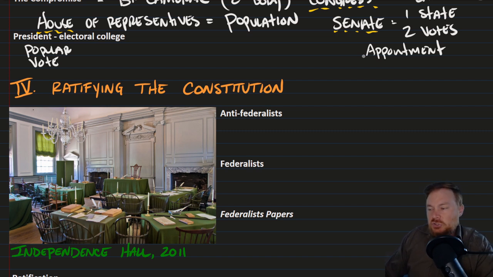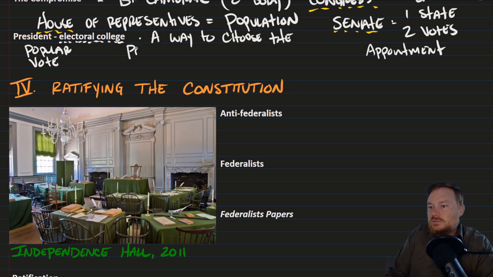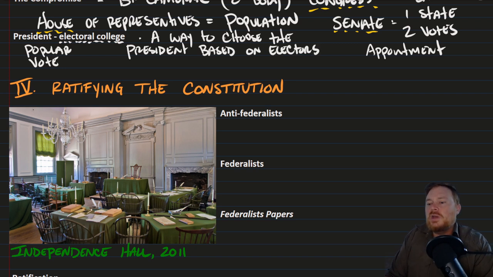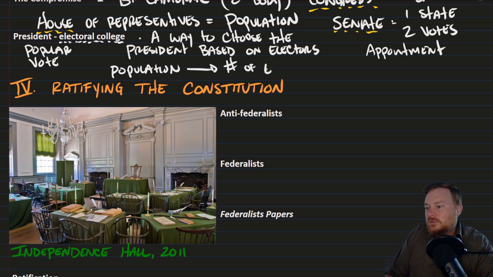Well, in our US Constitution, we created a somewhat unique system that you don't really find in a lot of other places, and it's called the Electoral College. The Electoral College is a way, we'll say, to choose the president based on electors. So pretty much the way that it works is that a state's population gives them a certain number of electors.